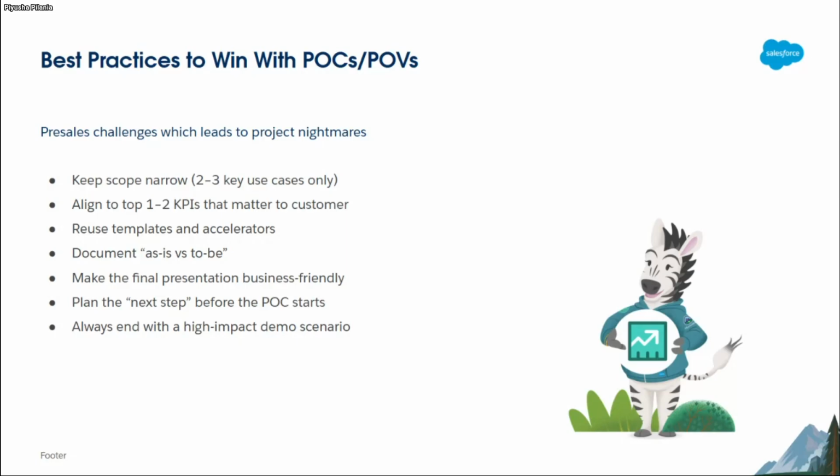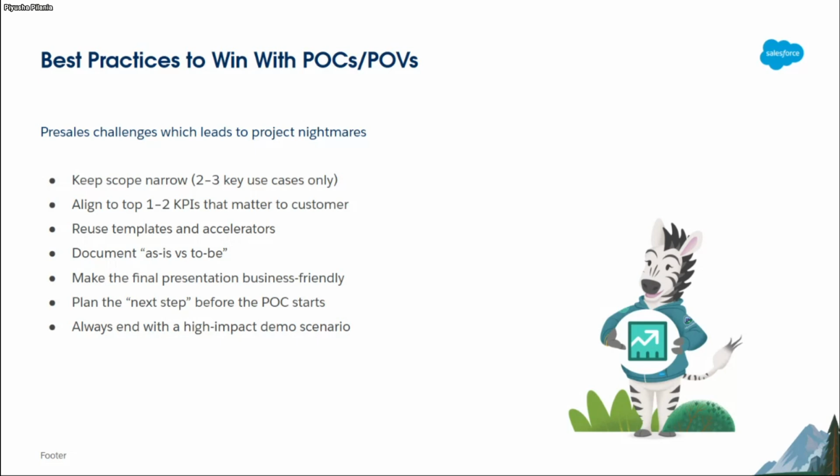Also, making the final presentation business friendly is super important, because if you make the presentation business friendly, they'll be able to understand everything. But if you're stuffing it with technical jargon, the business team members might not be able to understand everything which you're trying to portray through that presentation or through that POC.